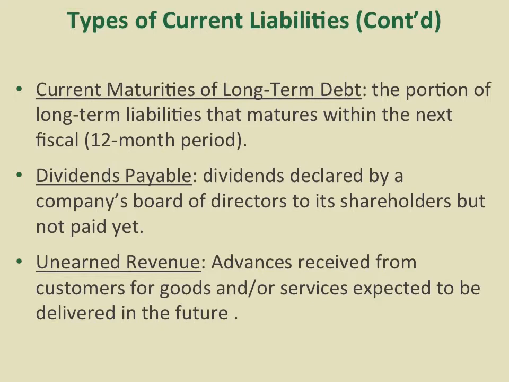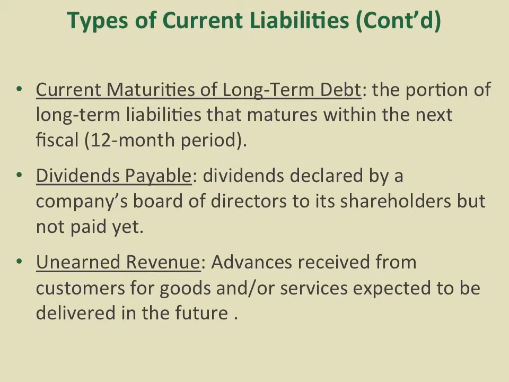The fourth one is dividends payable. Dividends payable are those dividends declared or announced by a company's board of directors to its shareholders but not paid yet. Usually, companies are not going to pay dividends in cash on the same day when they announce dividends. They usually announce first and then pay cash later. So dividends payable increase on the day when they announce this dividend payment.